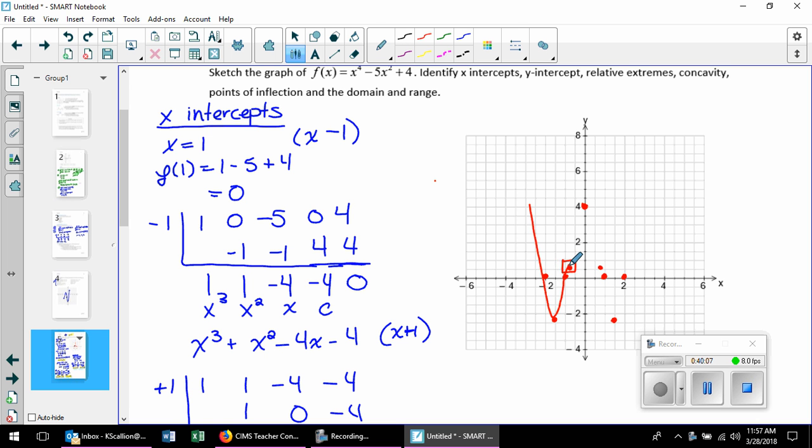Now where am I headed from here? Still up to my relative max, and then I'm coming down to my other inflection point. Now, we said between the two inflection points, the concavity was down because it's negative values. So we switch at this point to concave down. Here we switch back to concave up.